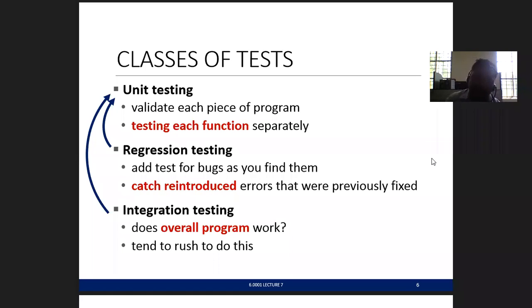But you have to know what unit testing is. Unit testing validates each piece of the program, so testing each function separately. Function testing is unit testing. It is simple to remember the definition. The unit test says to validate each piece of the program. We have to check or test each function, and that is called unit testing.